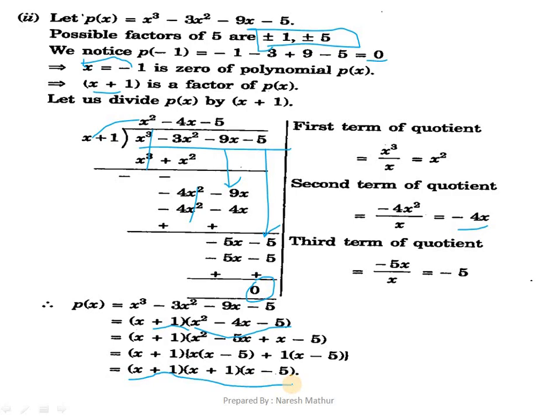Now see the difference. In the previous question we could take common from the pair of two terms, but here if you see x cube minus 3x square minus 9x minus 5, if you take x cube minus 3x square, we can take x square as common and we'll get x minus 3 in a bracket. But can we get x minus 3 again by taking any number common from the minus 9x minus 5? So therefore this is the best method for solving any cubic polynomial.